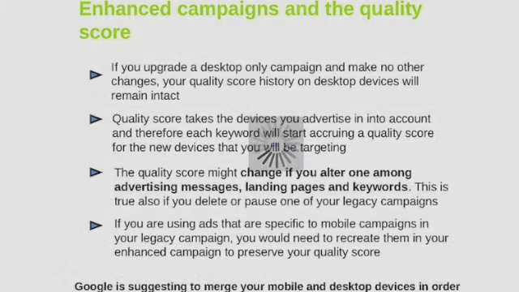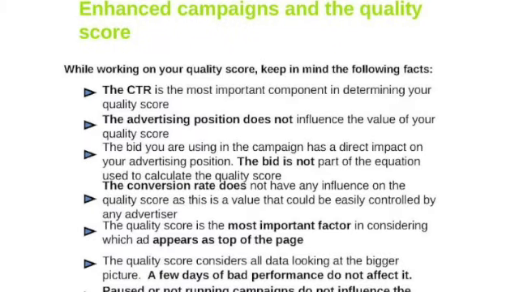So let's now talk about something really important, some of the rules of quality score. First of all, the CTR is the most important component in determining your quality score. The advertising position does not influence your quality score. The bid is not part of your quality score. The conversion rate does not influence your quality score. The quality score is the most important factor in determining what appears on top of the page. Also, a few bad days of performance do not affect your quality score. Paused or not running campaigns do not influence the quality score, and restructuring your account does not have any effect on the quality score if you do it the right way.